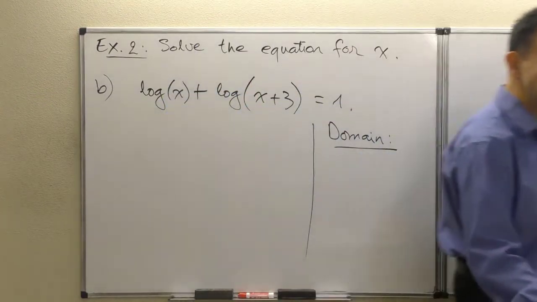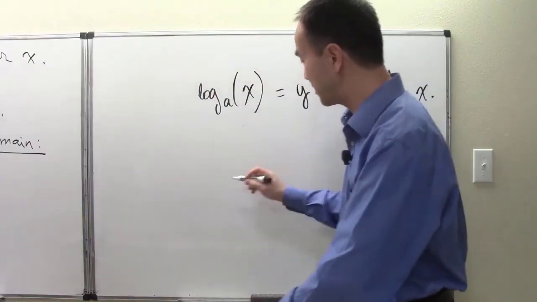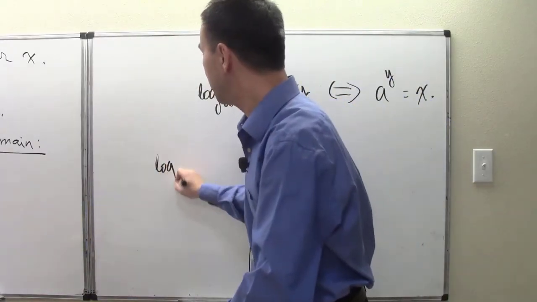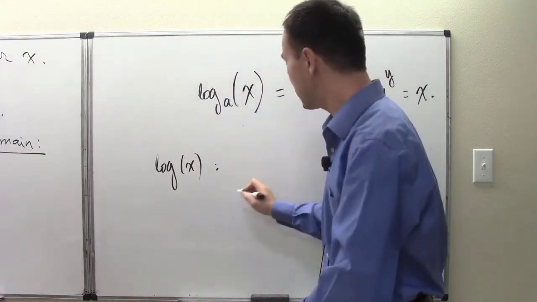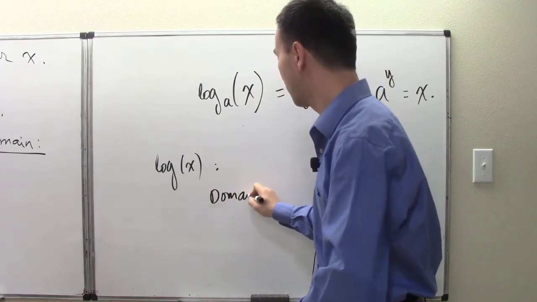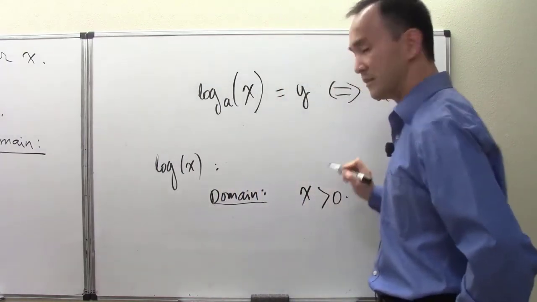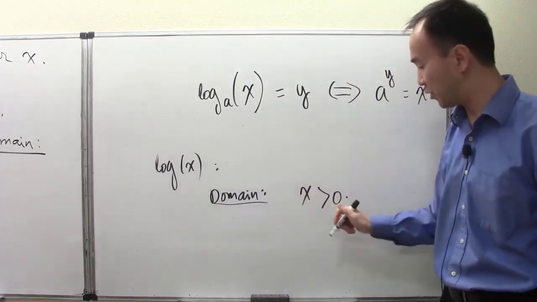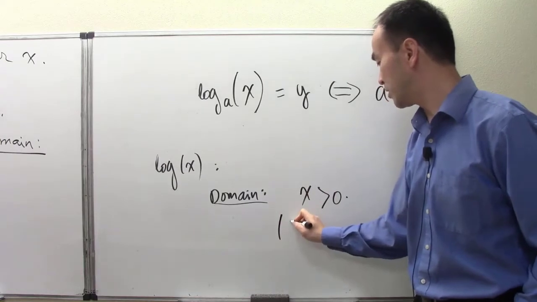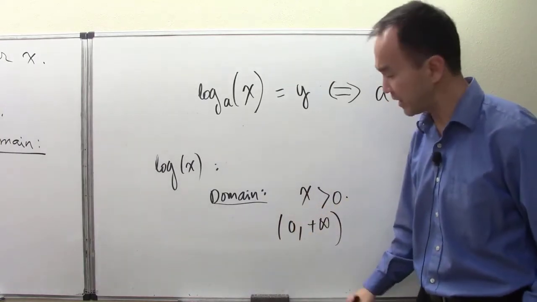Let me write it on this space of the board right here. Just think of this simple log term right here. The domain for this log term is anywhere x is greater than 0, or in interval notation, anywhere between 0 and positive infinity, in an open interval.